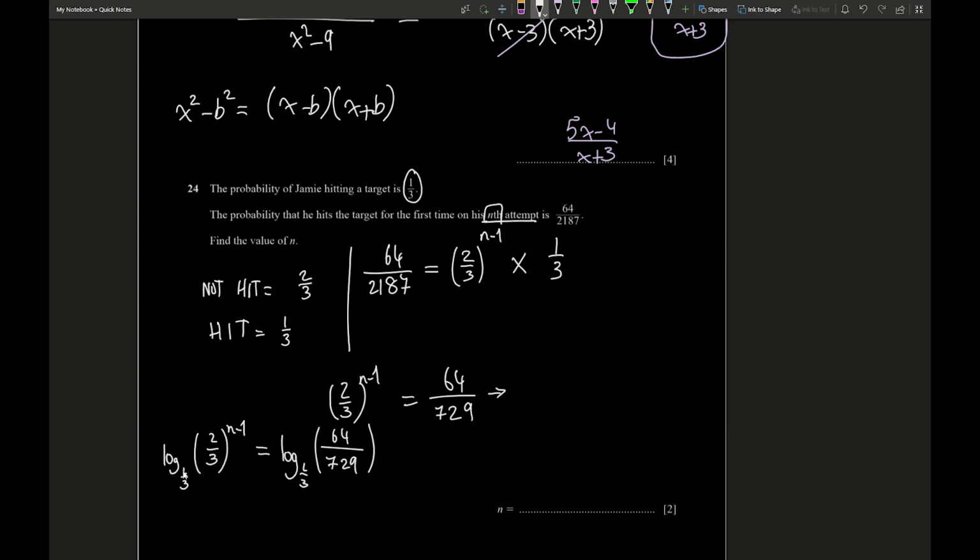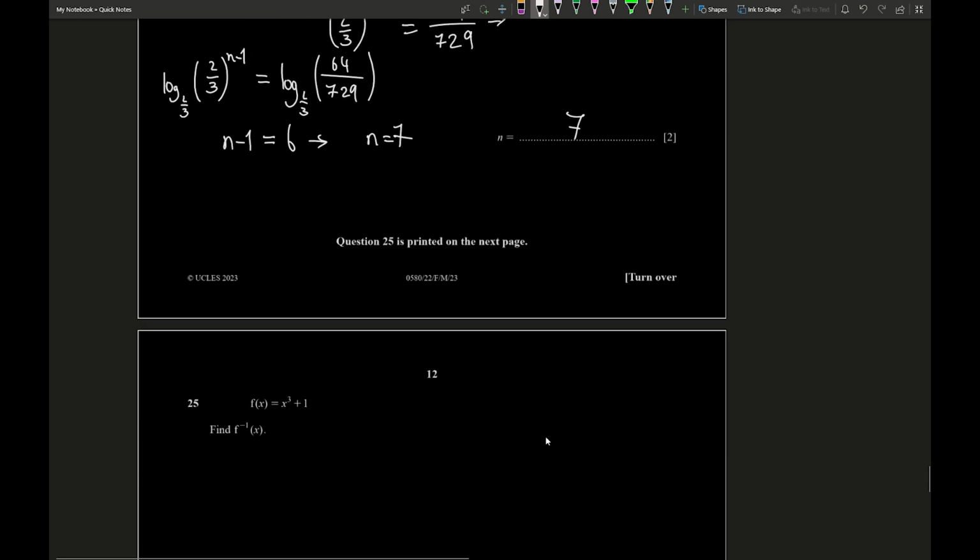Now, log base 2 over 3 of 2 over 3 raised to the power of n minus 1 is just n minus 1, which is equal to log base 2 over 3 of 64 over 729. Just use your calculator. You should get 6. And then you can add 1 on both sides to find the value of n, which is 7. That's it.